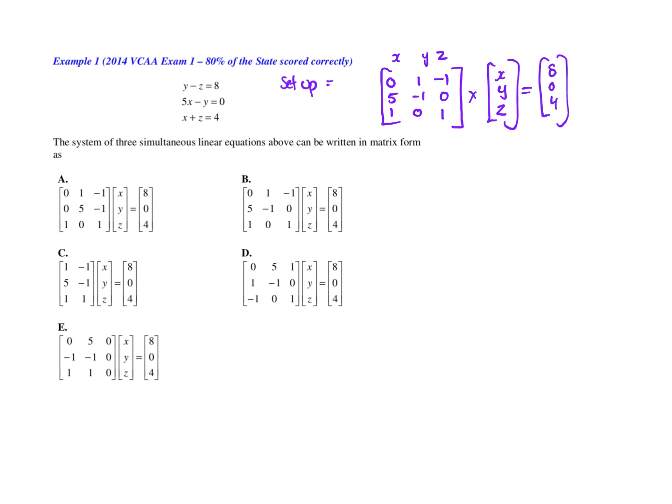All right, to solve it, but they said which can be written in matrix form. So you're looking for that. Now, where's that answer? So that's B. They didn't ask you to solve it, they just wanted it in setup form, so there it is.